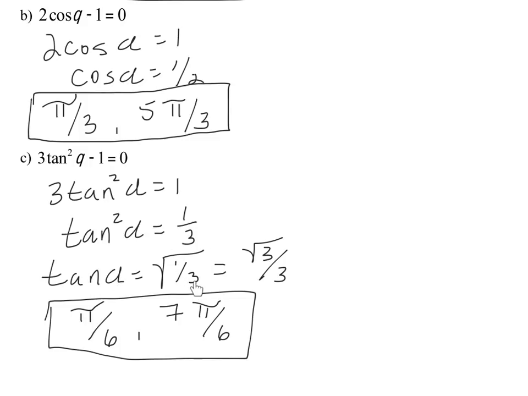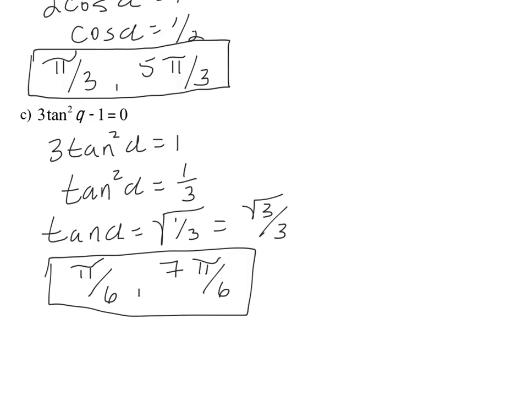We have to rationalize the denominator and rewrite this as root 3 over 3. So we're looking for where tangent of alpha is root 3 over 3 on our unit circle. That happens in 2 places, at pi over 6 and 7 pi over 6. And that's it. That's the end of the review for test 2, or test 5.1.